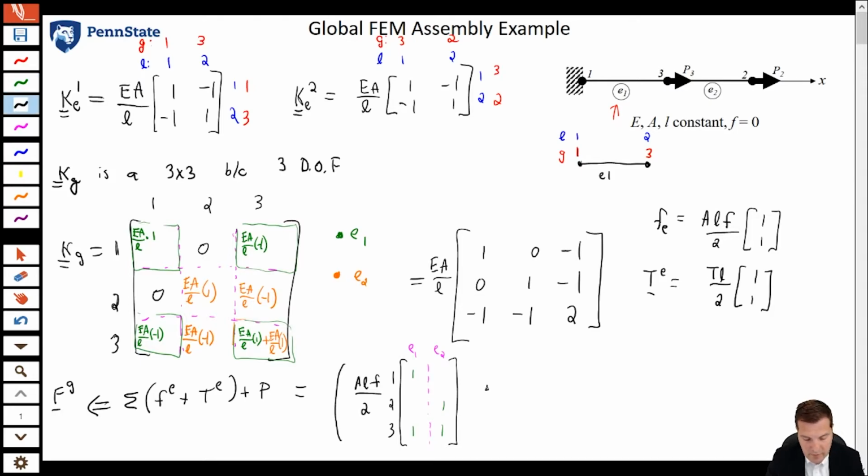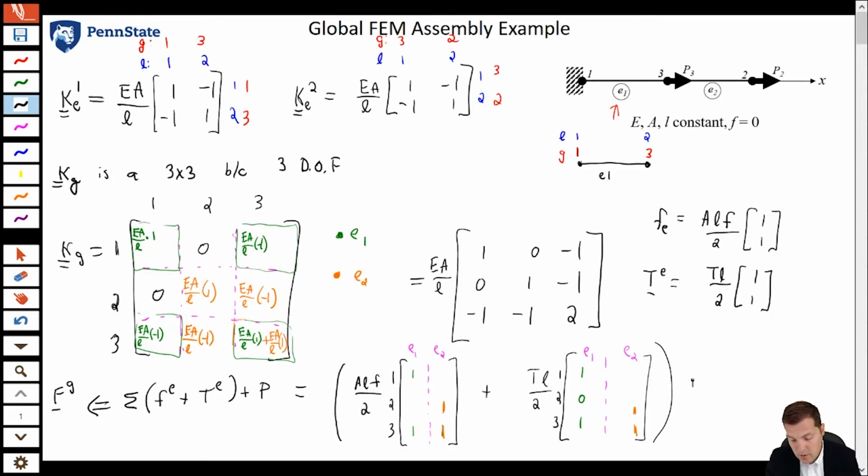Okay, so we would have a plus, and we're going to have TL over 2, and we're going to have the same sort of structure, E1 and E2, and those values, actually I should have written this in orange. We're using orange for our element 2. And of course, this is 1, 2, and 3 globally. Okay, so that's our TE and FE.